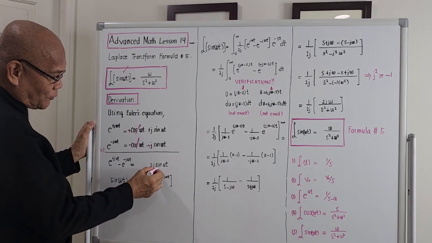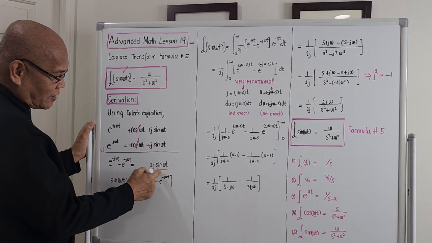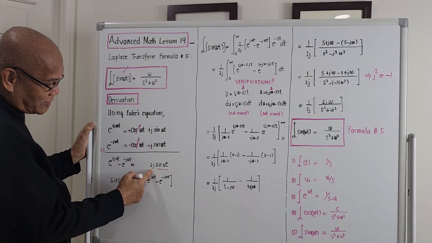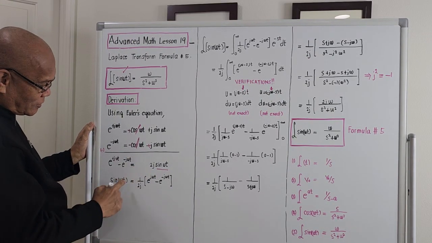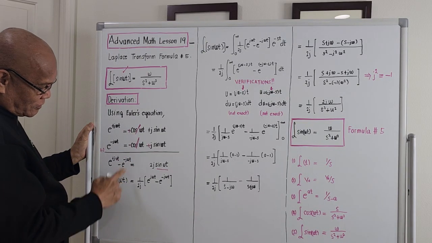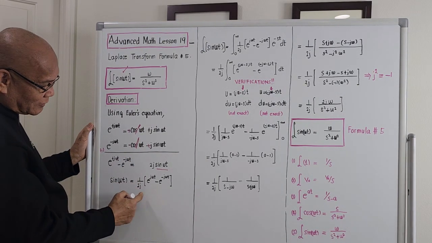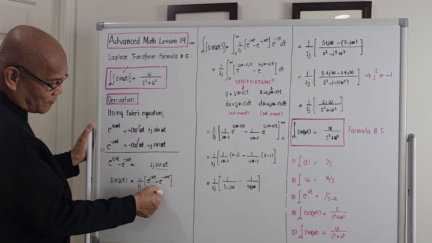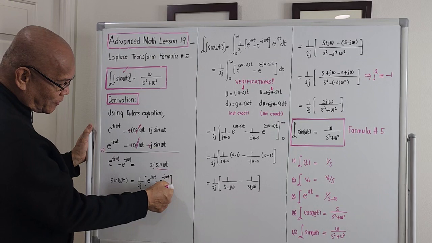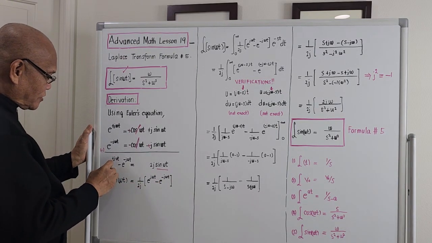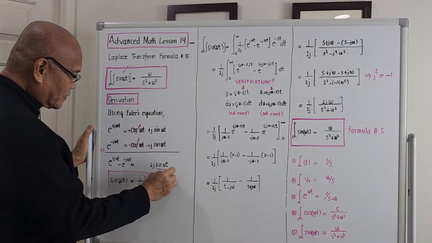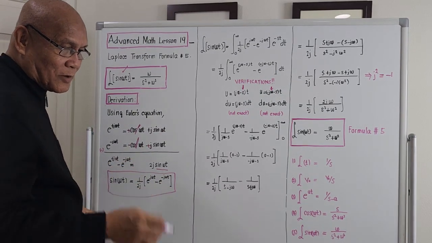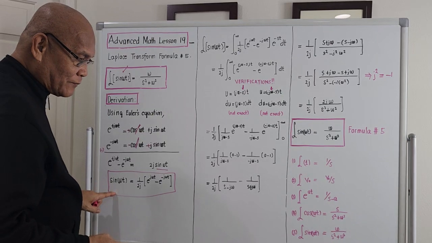And if we solve for sine of omega t, it will be the left hand side divided by 2j. So sine of the quantity omega t is equal to 1 over 2j times the quantity e raised to plus j omega t minus e raised to minus j omega t. This is the needed relation for us to derive the Laplace transform of sine of omega t.